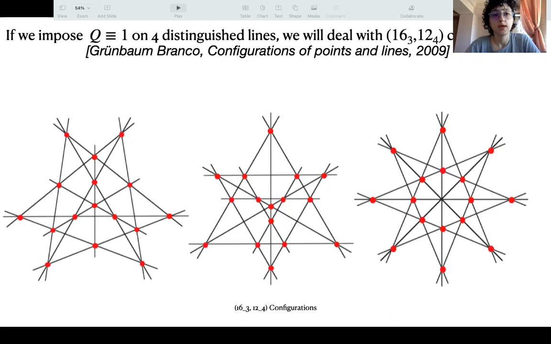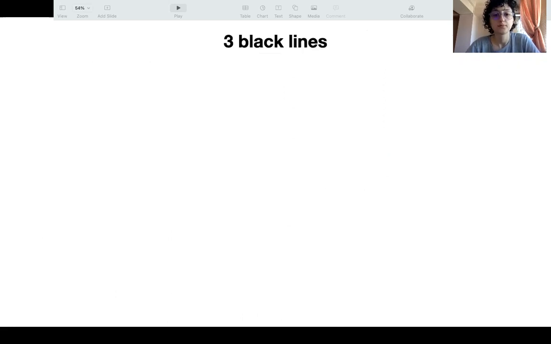And then I went on with imposing Q being equivalent to 1, now on 4 distinguished lines. And then I will be dealing with the following configuration with 16 points and 12 lines. Some examples which are known in the scope of the theory of configurations I presented here.